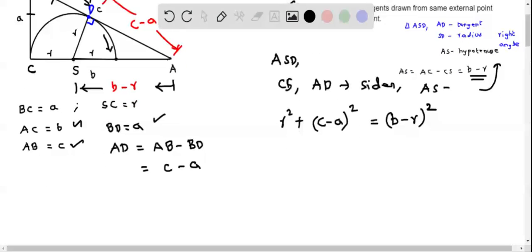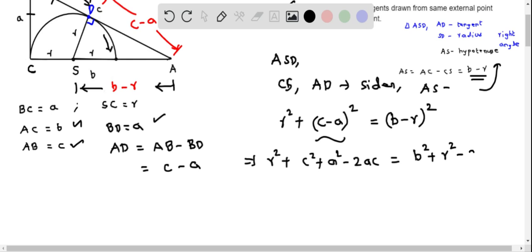So let's simplify this. We get R squared. We can expand this term, C minus A quantity squared, using FOIL or just by using the binomial identity. So that is C squared plus A squared minus 2AC. Similarly, we can expand B minus R by multiplying it with itself, so we will get B squared plus R squared minus 2RB. Now we can see that we have R squared on the left side as well as on the right side, which we can cancel.